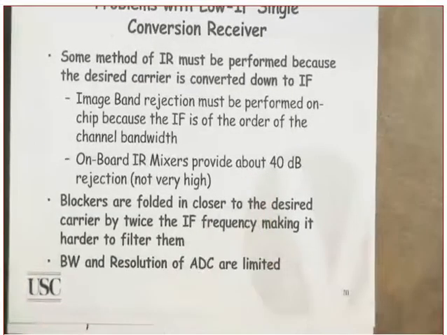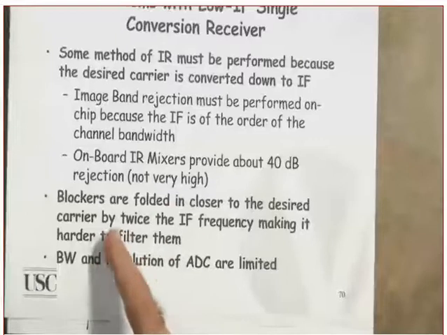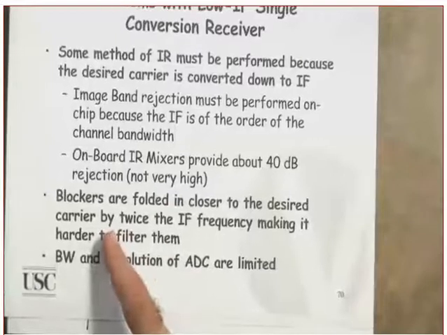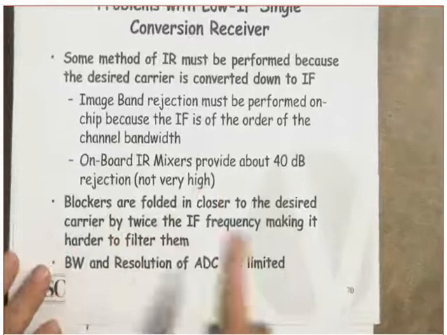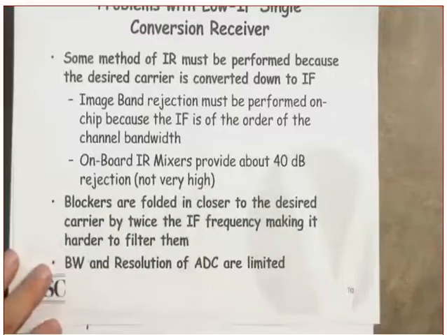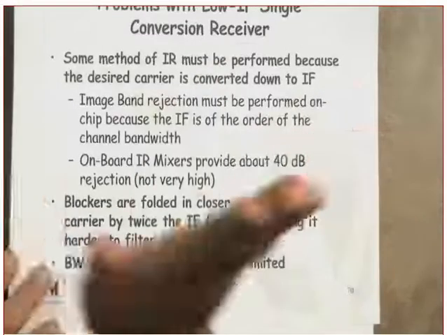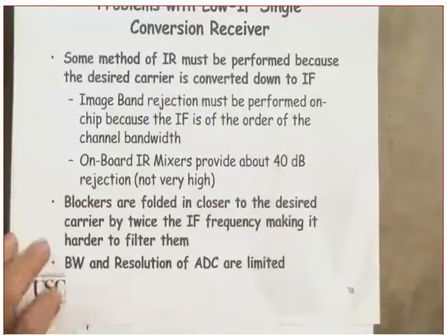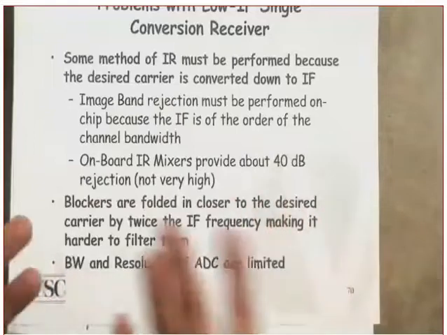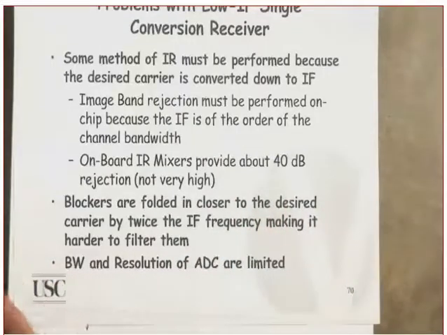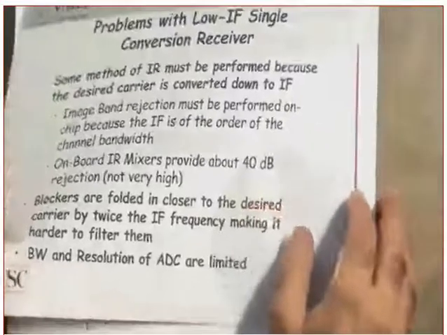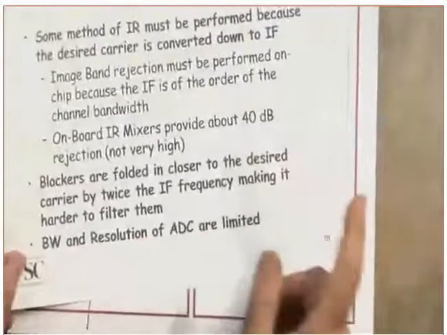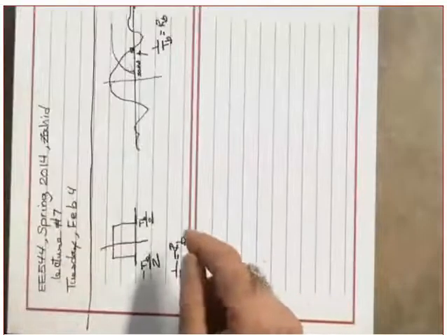It's not going to provide you with much rejection. And again, also the blockers, yes? Blockers means a strong interferer in the vicinity. They will also get folded into the IF, just like we saw in the case of the superheterodyne. It also makes it harder to remove the interference.